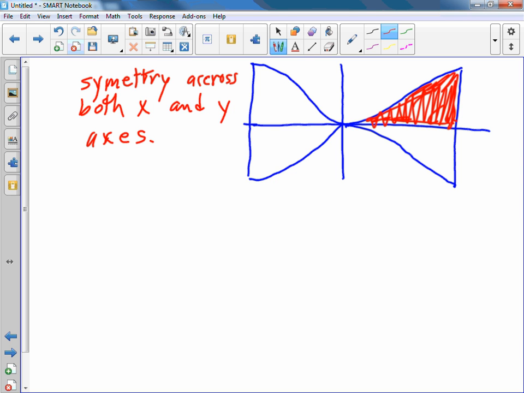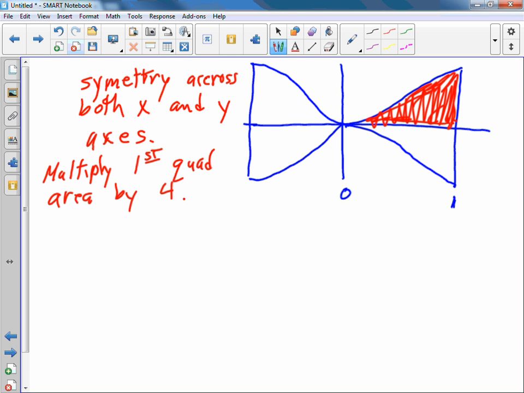By 4. Right. Multiply first quad area by 4, and that makes our life a whole lot simpler. Okay? So let's put some scale on here. This is 0, and this is 1, is it not?